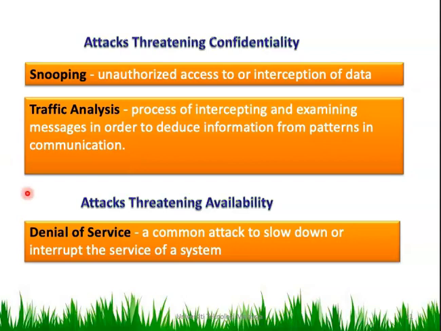Another taxonomy category is attacks threatening availability. An example of this is denial of service. This is a common attack to slow down or interrupt the service of a system. For a DoS attack, the attacker can use several strategies to achieve this. For example, he or she might send many bogus requests to a server.